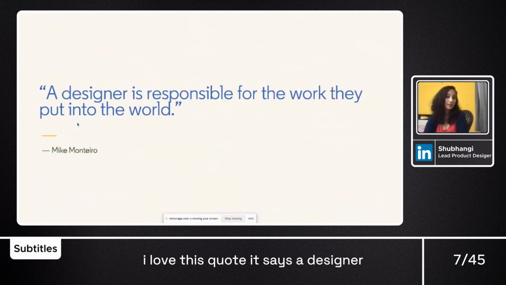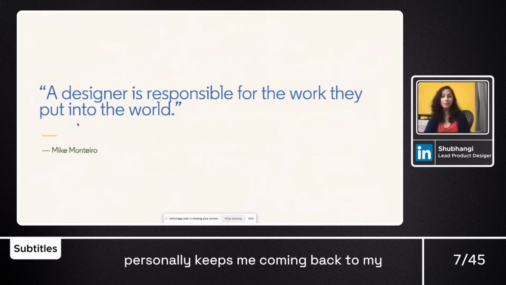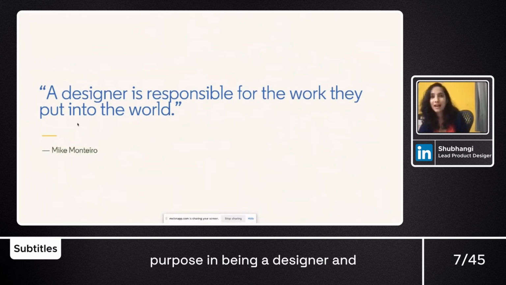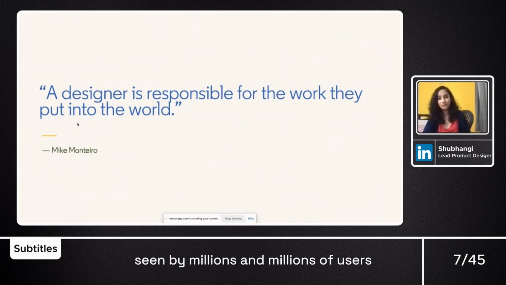I love this quote. It says, "A designer is responsible for the work they put into the world." And this is what personally keeps me coming back to my job every single day. I find immense purpose in being a designer and knowing that the work that I put out is seen by millions and millions of users, and it actually influences their day to day and how they feel about things in general.